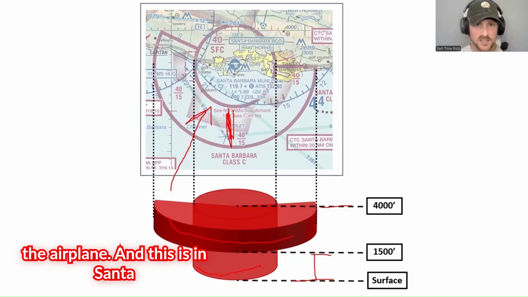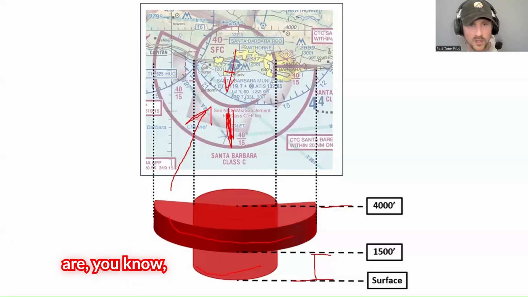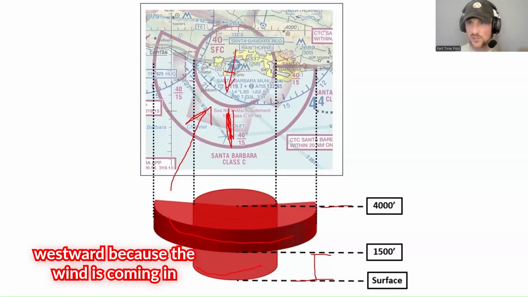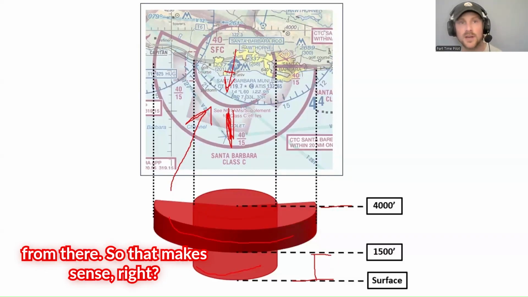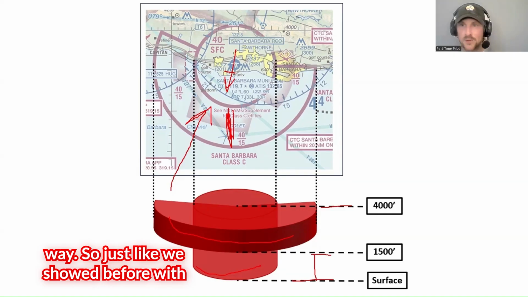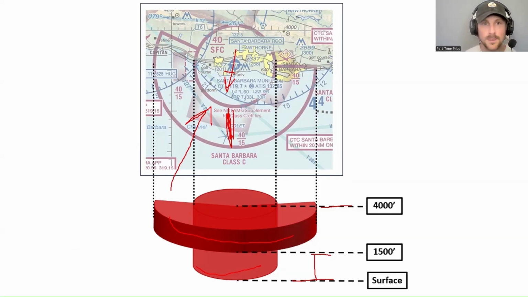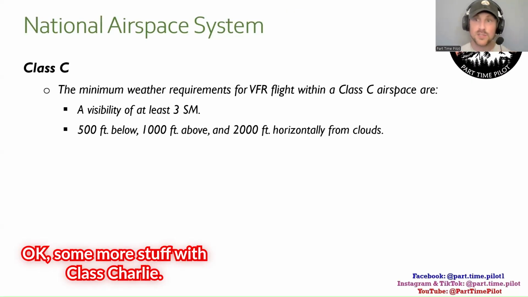And this is in Santa Barbara, so usually takeoffs and landings are westward because the wind is coming in from there. So that makes sense, right? The aircraft are going to come in this way. So just like we showed before with the Class Bravo, they want to track with the descent and approach of the aircraft. Okay, some more stuff with Class Charlie.